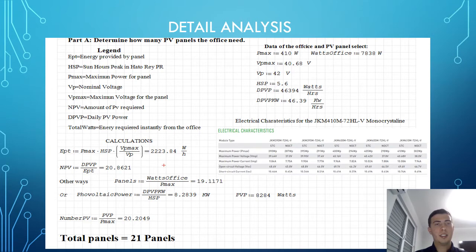And now we have the analysis to calculate how many PV panels the office needed. That is, we have the energy provided by panel, the sun's hours peak, the maximum power for panel, the nominal voltage, and the maximum voltage for the panel. And here in the final analysis, we have the 21 panels according to the electrical characteristic of the monocrystalline PV panel.